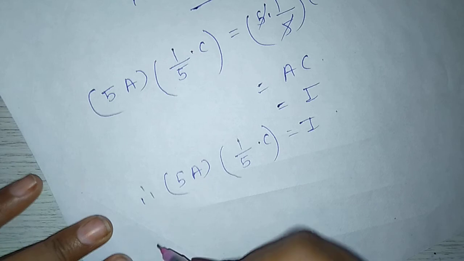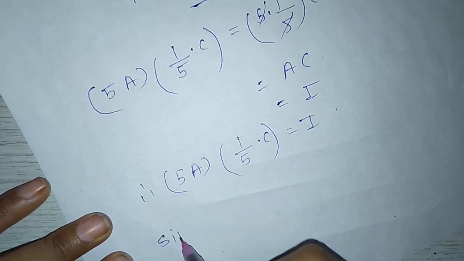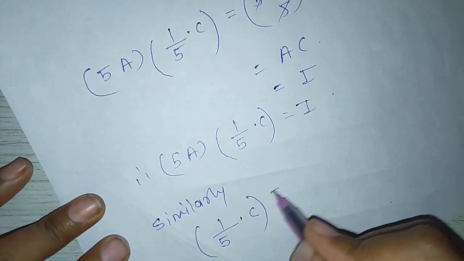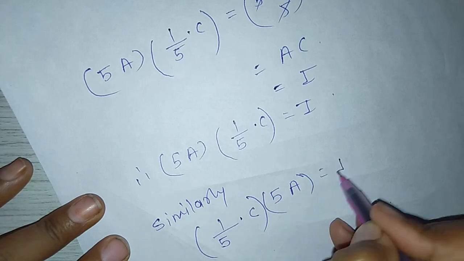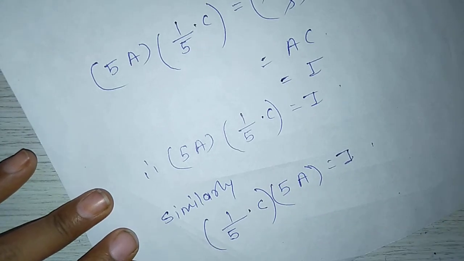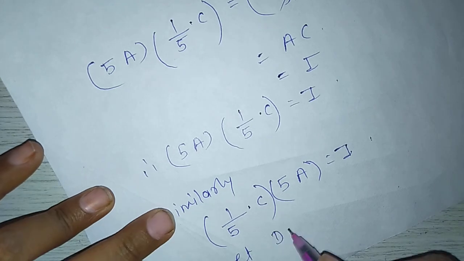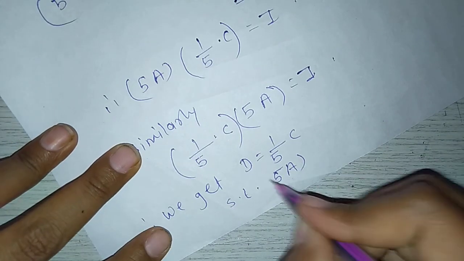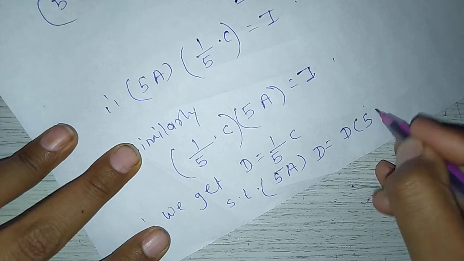Similarly, by computing 1 upon phi u into C into phi u A, we get the identity matrix. Therefore, we get D equal to 1 upon phi u C such that phi u A into D equal to D into phi u A equal to identity. Therefore, phi u A is invertible. We stop here.